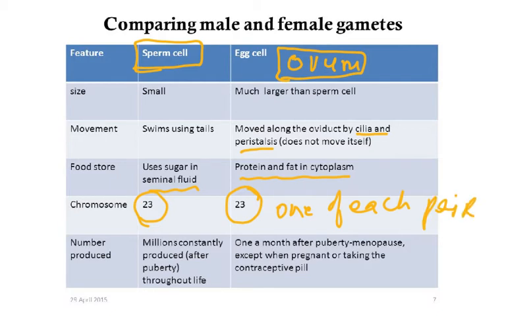Then the numbers produced, of course, in the male, millions are constantly produced after puberty throughout life. But in the female, only one ovum is produced a month after puberty until menopause, except when pregnant or taking the contraceptive pill. So what we have to understand is that only one ovum is produced in a month in the female, while millions of sperms are produced every day.